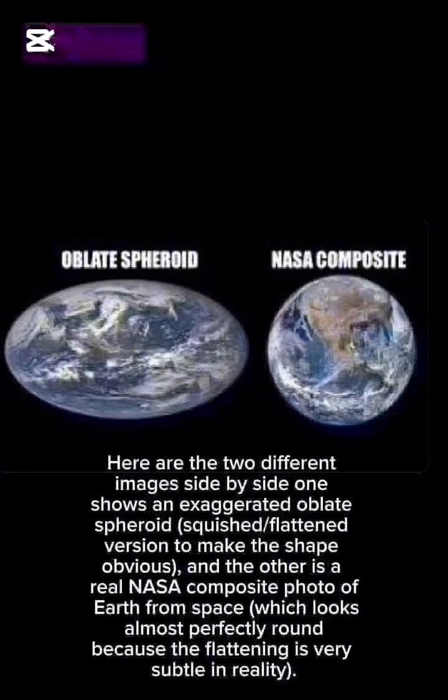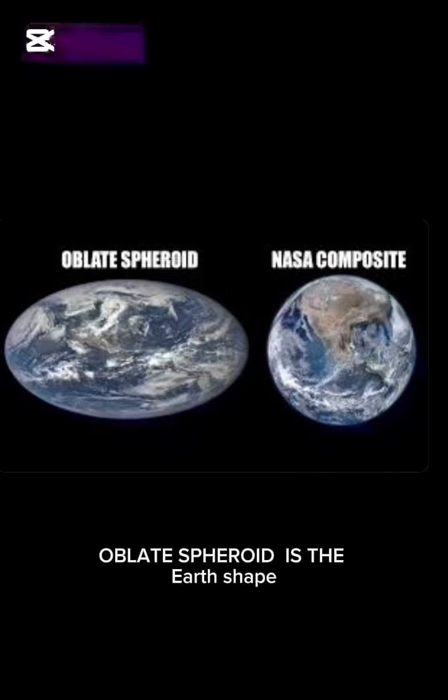Here are two different images side by side. One shows an exaggerated oblate spheroid, a squished, flattened version to make the shape obvious, and the other is a real NASA composite photo of Earth from space, which looks almost perfectly round because the flattening is very subtle in reality. Oblate spheroid is the Earth's shape.